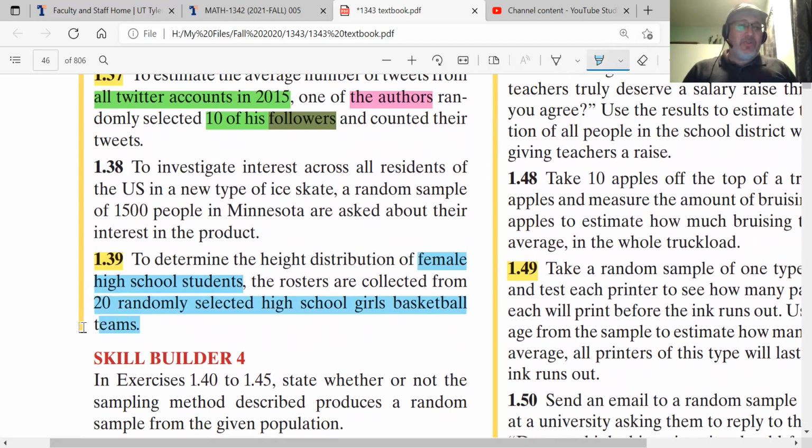Do you think selecting students on the basketball teams would have an influence on the height of these students? The answer is probably. I know in high school there are some tall female basketball players. I've also seen some short ones that are good and medium ones that are good as well. But in general, it's safe to conclude that on average, basketball players are taller than the general population. So selecting 20 randomly selected high school girls basketball teams would not be a good sample to reflect all female high school students. What population would it reflect? Well, all high school girls basketball players.